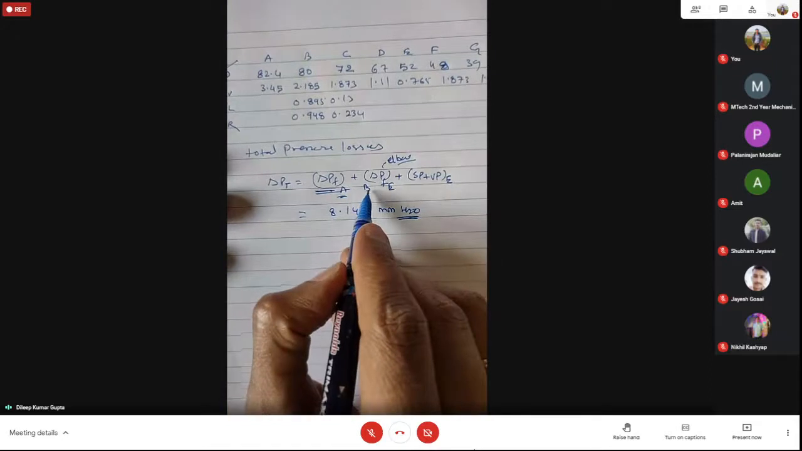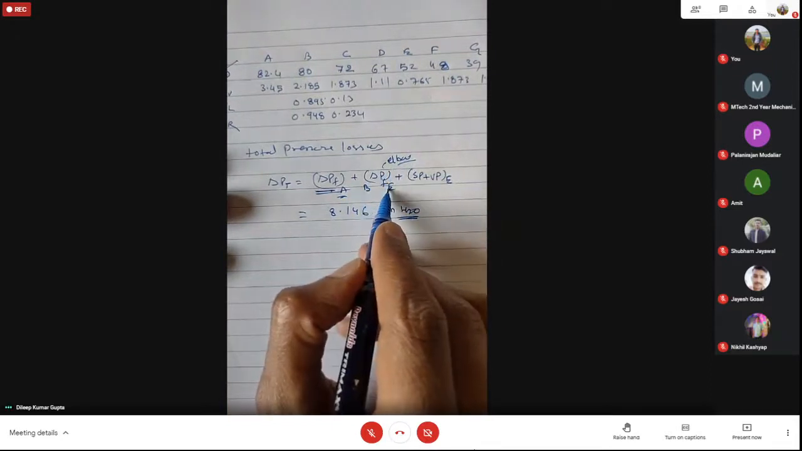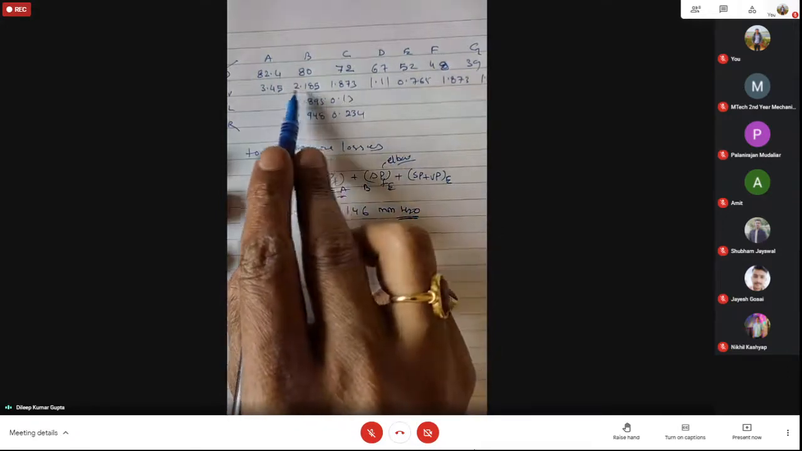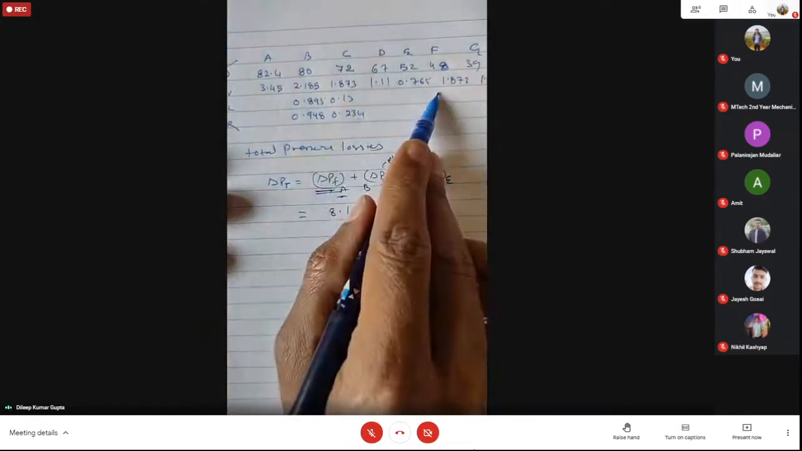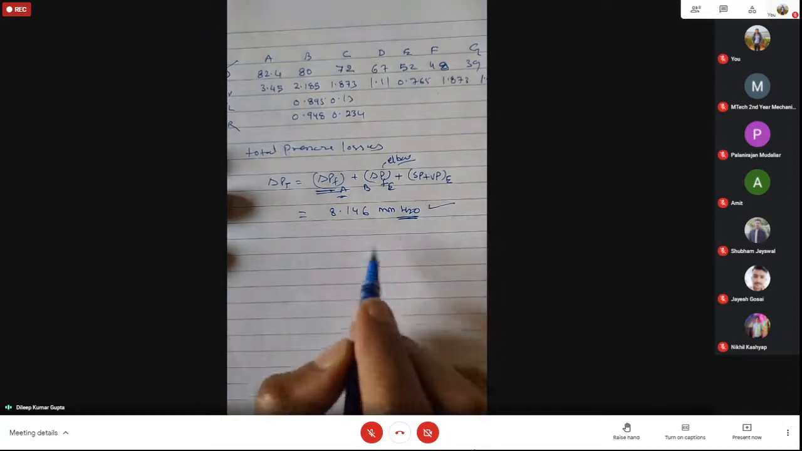Please keep in mind that when you are calculating the value of delta P for the fittings, the respective values of PV will be taken from this table itself, not from the previous table. So this is how you will calculate.